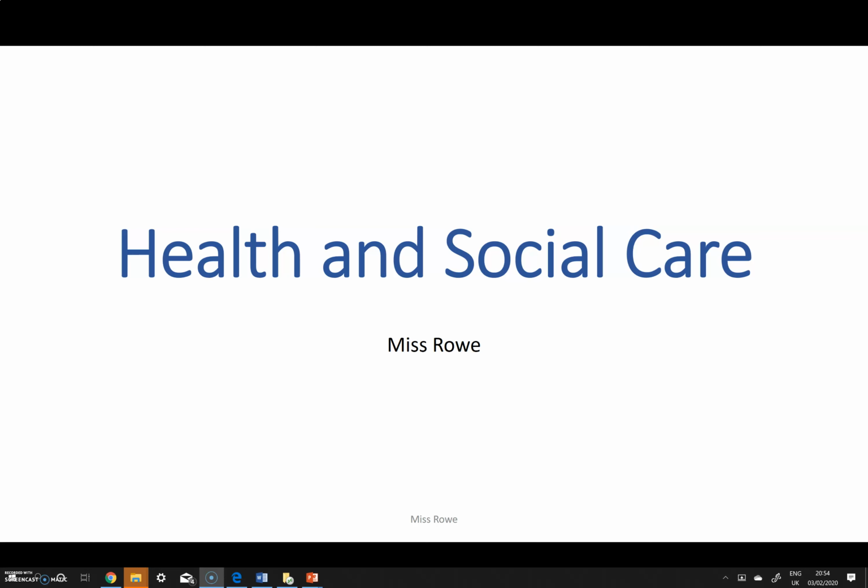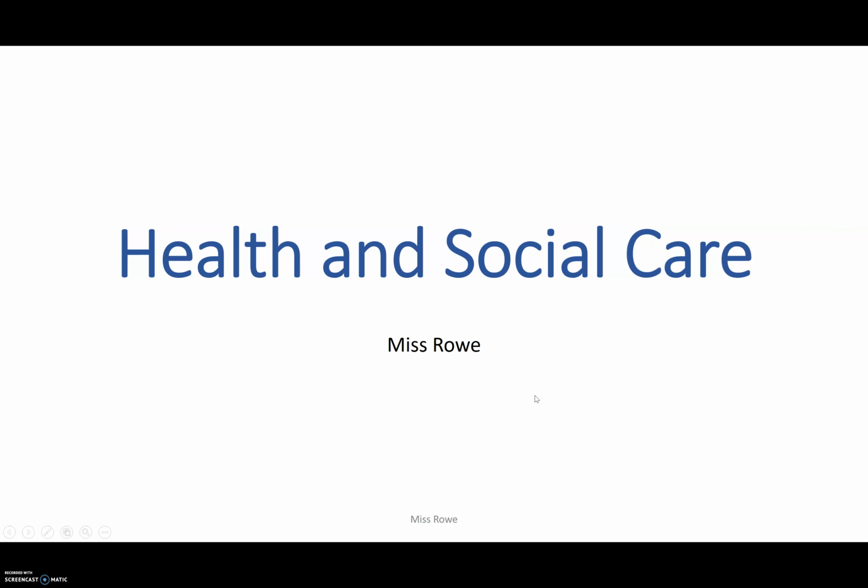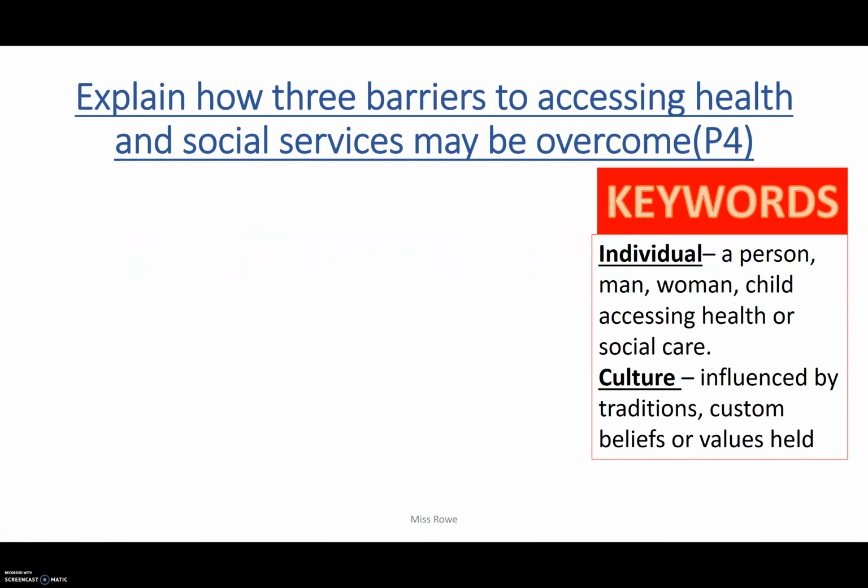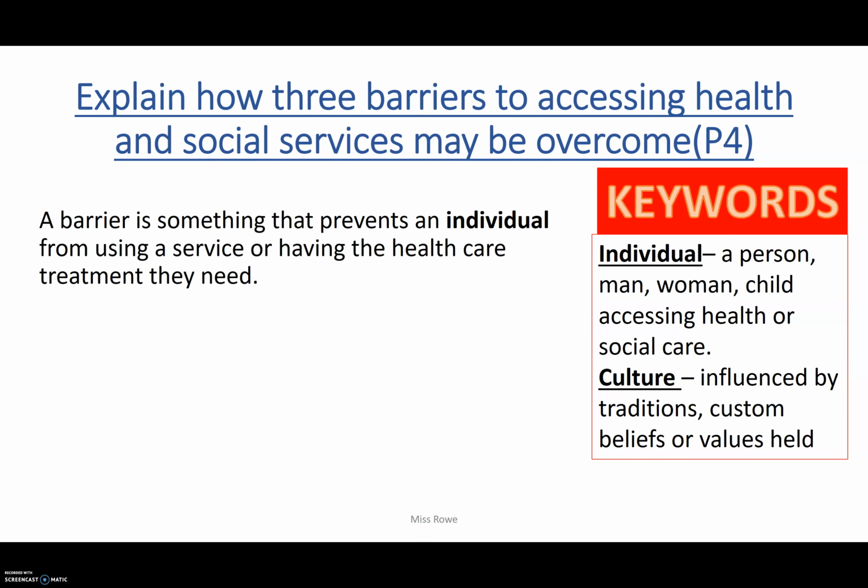So last video we went over the types of barriers to accessing health and social care, but now we're going to go over overcoming these barriers. Okay, so first section, just to remind us from last PowerPoint, explain how three barriers to accessing health and social services may be overcome. This is P4. So we talked about the barriers in the last video. Now we're going to talk about overcoming them.